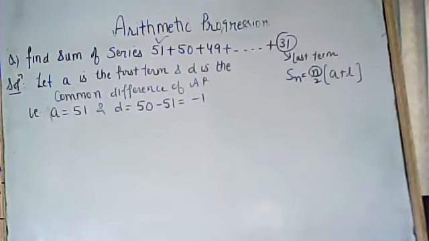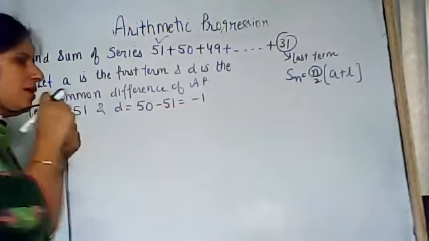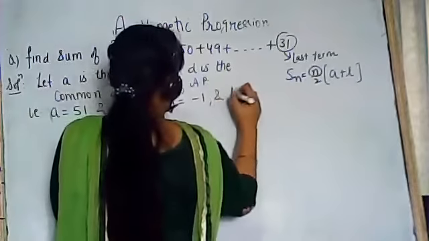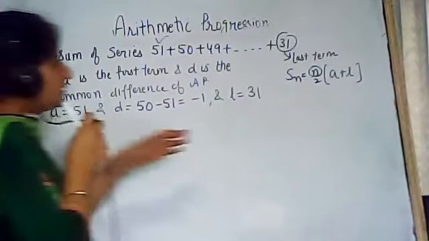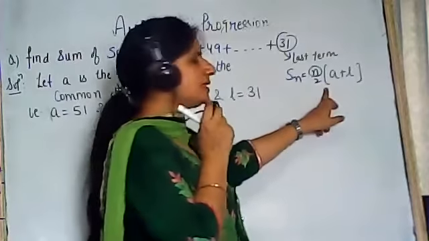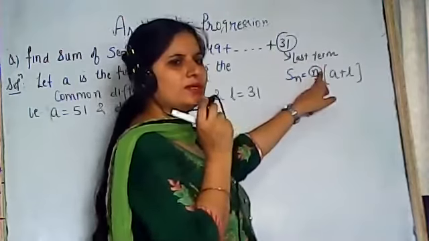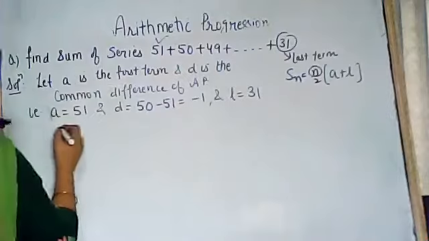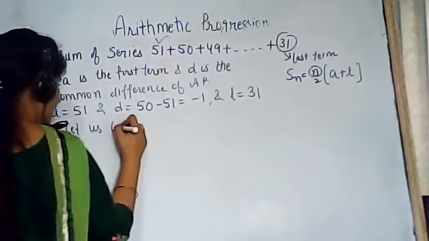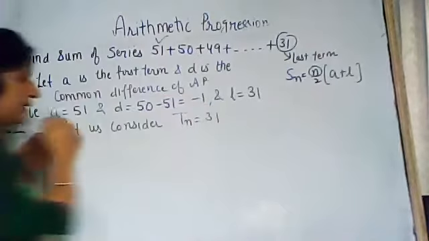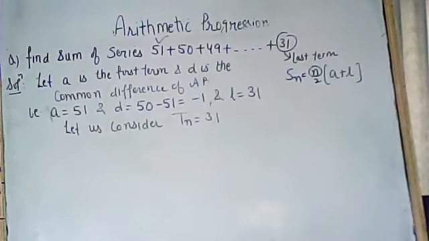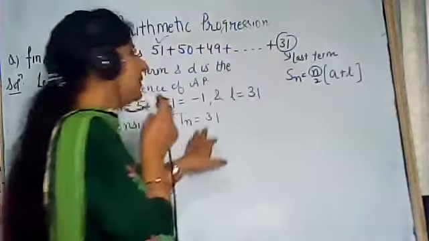So we have a series whose first term is 51 and common difference D is -1. Also, the last term L equals 31. The last term is also available. So to calculate the sum, as we have already discussed, firstly we need to calculate the value of n. To calculate n, let us assume that 31 is our nth term.